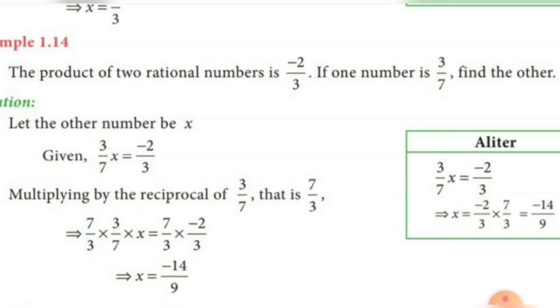Next, 1.14. The product of two rational numbers is minus 2 by 3. One number is 3 by 7. Find the other. So we don't know the number, call that one x. What is the answer? The answer is minus 2 by 3. What is the one number? 3 by 7. We have to find the other number. So 3 by 7 into x equal to minus 2 by 3.